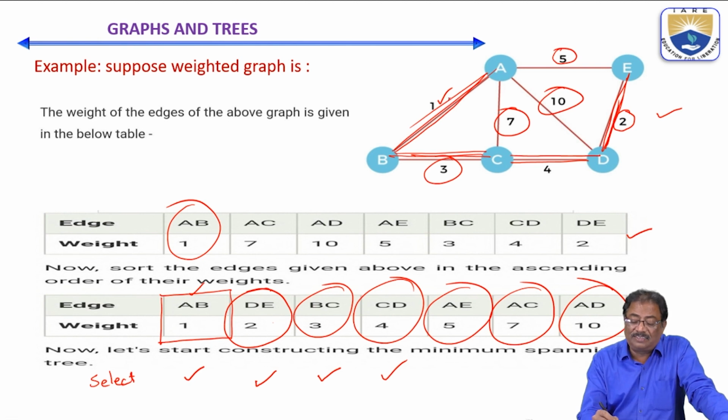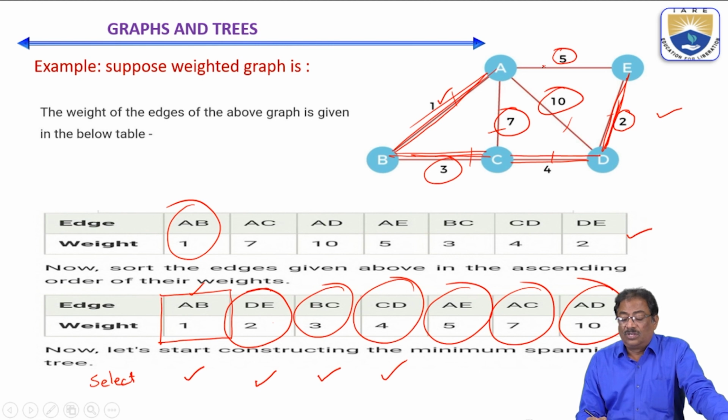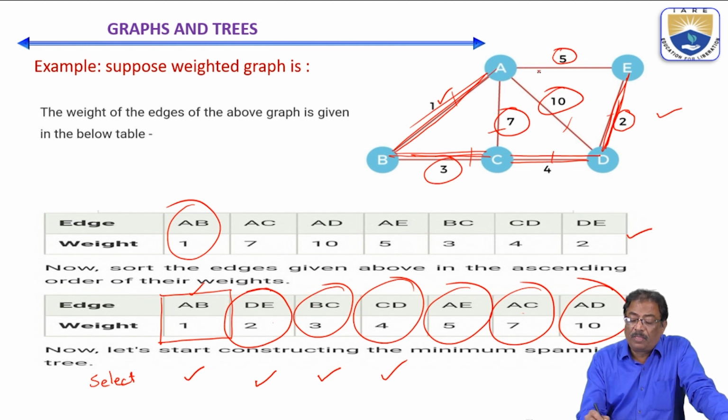So how many edges does it have? 1, 2, 3, 4, 5, 6, 7 edges. So I need to find out 2 more. So now another is AE. If I am going to select AE, there will be a loop formed, cyclic formation will be there. So I am not going to select that.